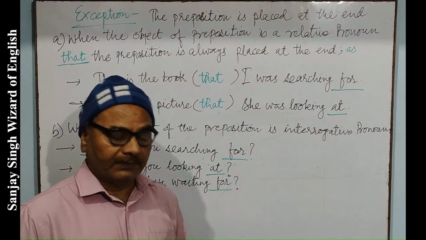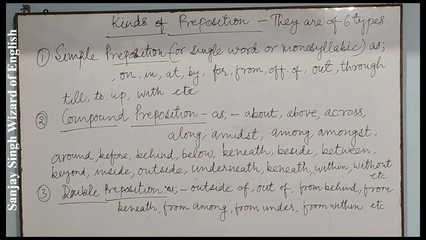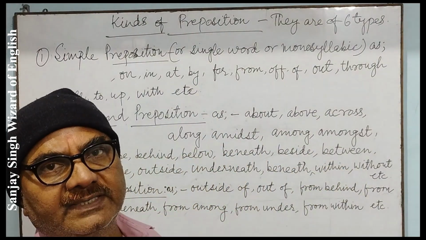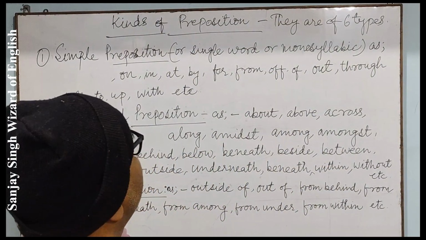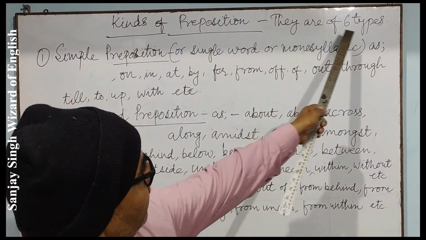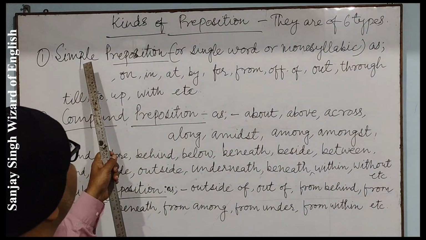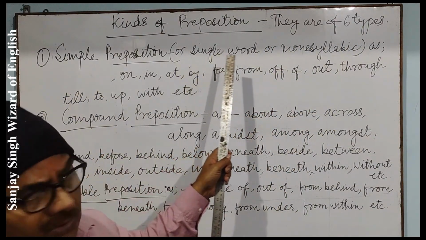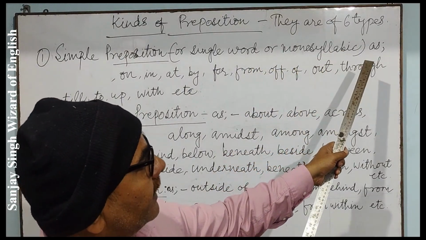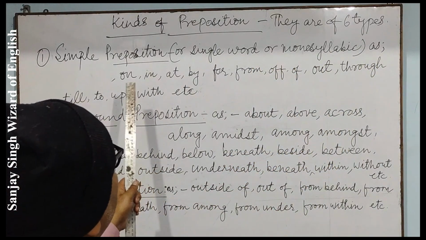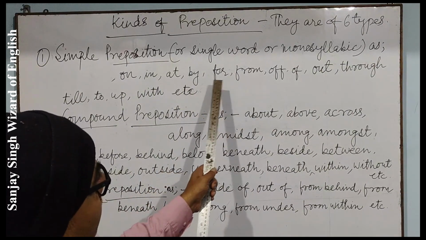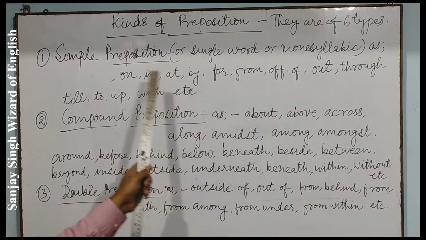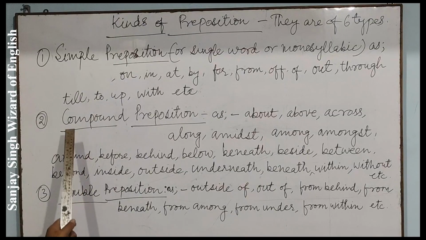Now we will see the types of preposition. Now today we will discuss the kinds of preposition. So there are 6 types of preposition. First of all, simple preposition or single word or monosyllabic. As, on, in, at, by, these are the words which come under the simple preposition.